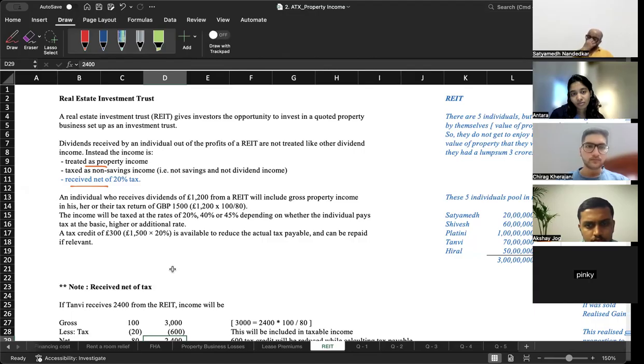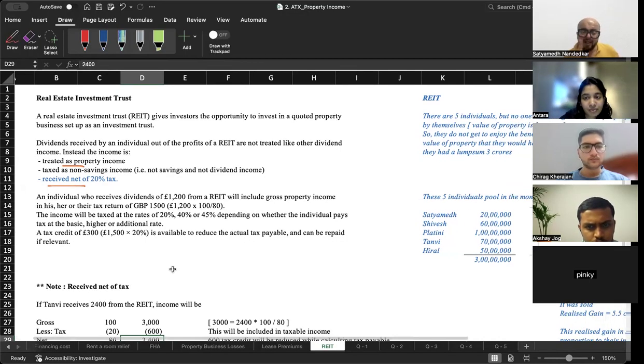Okay, because it is property income earned by the trust on some asset and then that amount is getting redistributed to us, we will consider that as property income, tax it like non-savings income. Okay. And the income from a real estate investment trust is always assumed to be received net of 20% tax. What does that mean? If I have received 1200, this is after deducting 20% tax. So what is the original amount of income? Original amount of income will be 1200 divided by 80%.